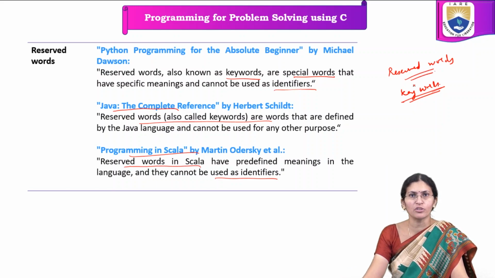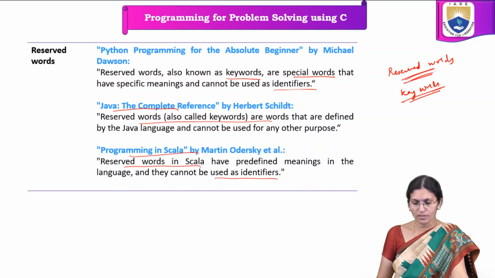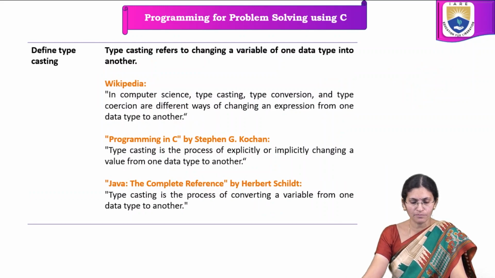Any programming language you take, whether it is Python, Scala, Ruby, Java, C or C++, these reserved words are not to be used for naming the variables, and they cannot be used as identifiers either. Next one is typecasting.